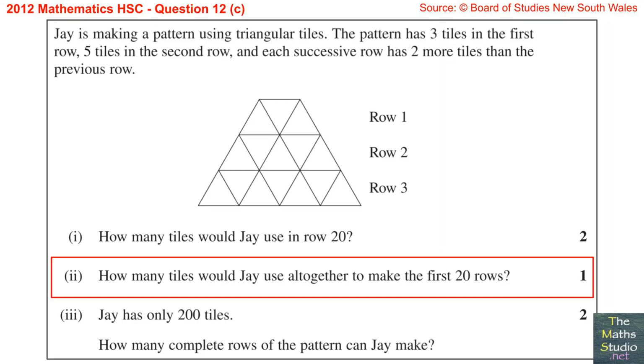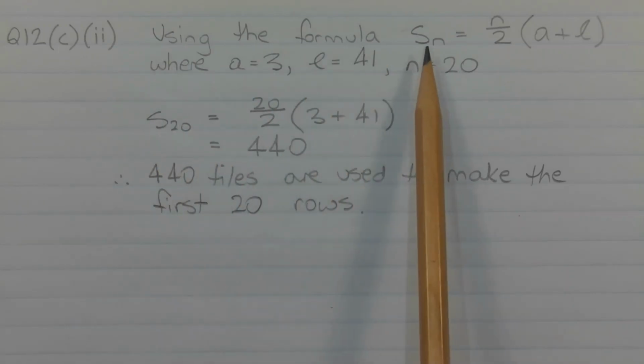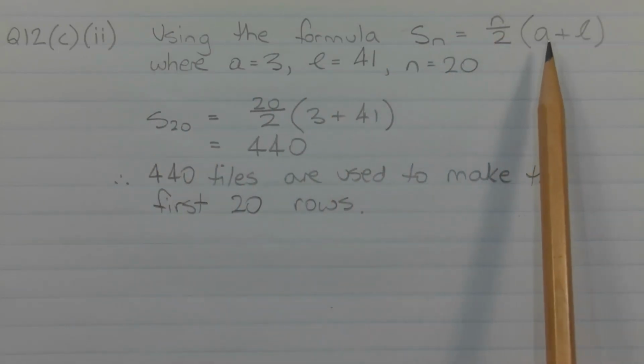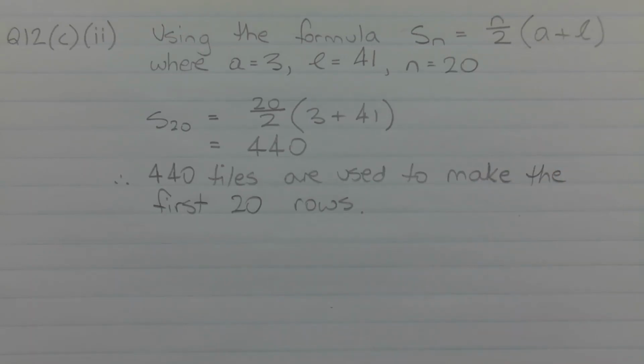Part 2. How many tiles would J use altogether to make the first 20 rows? Using the sum formula, Sn equals n over 2 times (A plus L), where A represents the first term of the series, L represents the last term of the portion of the series that we're adding together, and n is the number of terms in total in that portion of the series.